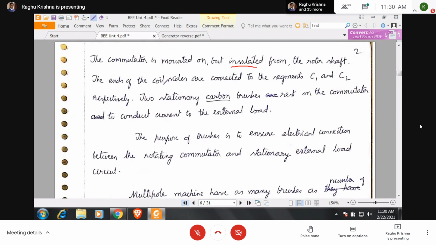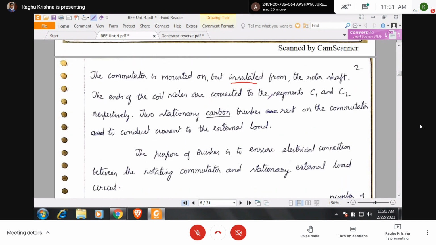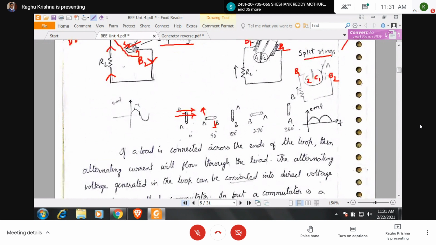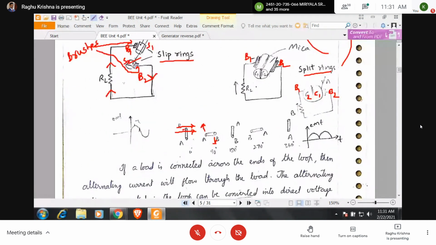Here the commutator is mounted on but insulated from the rotor shaft. Now here you can see the ends of the coil sides are connected to the segments C1 and C2 respectively. Two stationary carbon brushes. Here B1 and B2 are the brushes, which are made up of carbon.